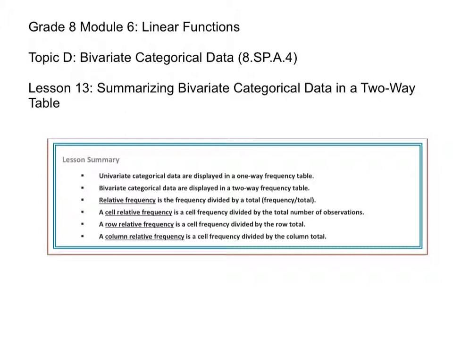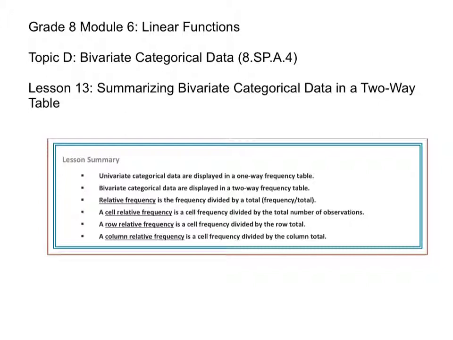Lesson Summary. Univariate categorical data are displayed in a one-way frequency table. Bivariate categorical data are displayed in a two-way frequency table. Relative frequency is the frequency divided by a total. A cell relative frequency is a cell frequency divided by the total number of observations.